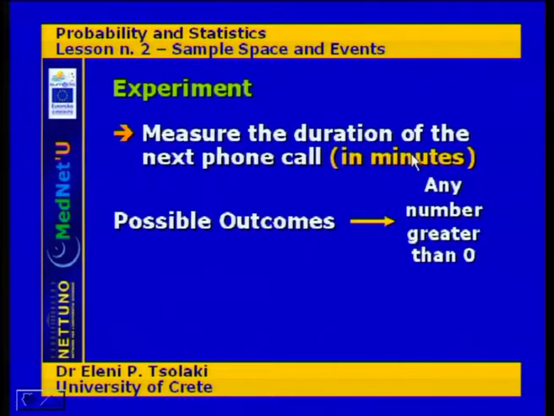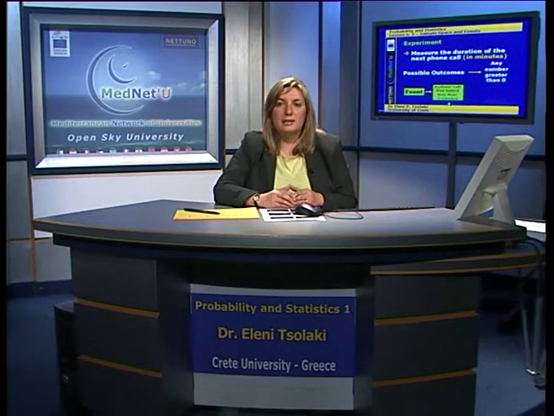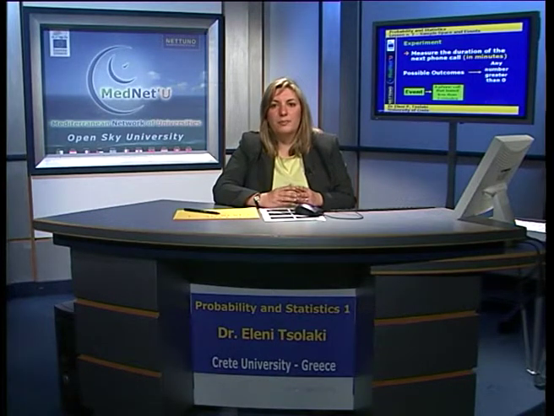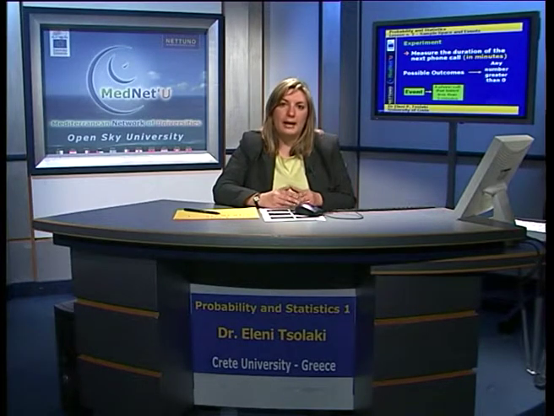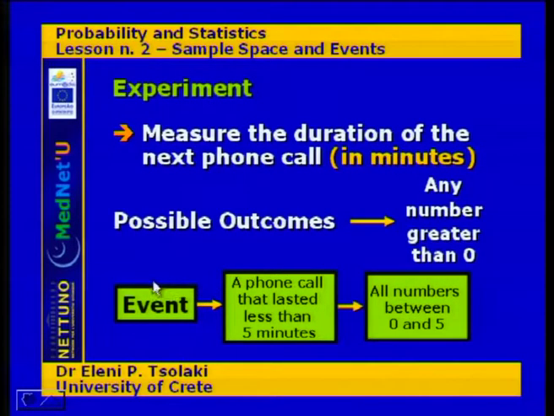In the experiment of measuring the duration of the next phone call in minutes, with possible outcomes any number greater than zero, we may be interested in the event that a phone call lasted less than 5 minutes. In this case, we have seen that the sample space consists of infinitely many elements. They are not countable, and the same thing happens for the events as well. The events do not consist of countably many elements. So, when we are interested in the event that a phone call lasted less than 5 minutes, we are interested in the event that consists of all numbers between 0 and 5.